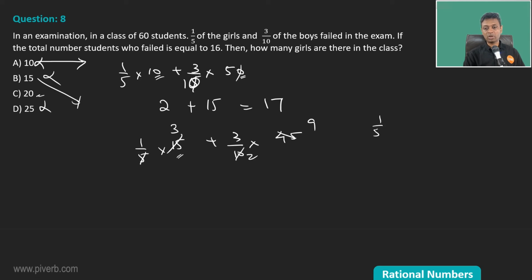This is 1/5 into 20, 3/10 into 40, which is 4. 3 into 4 is 12. 1/5 into 20 is 4. 4 plus 12 is 16. This works. This is called the idea of going from answer choices, eliminating some choices and going for the right one.